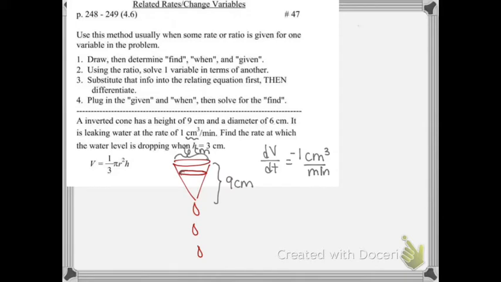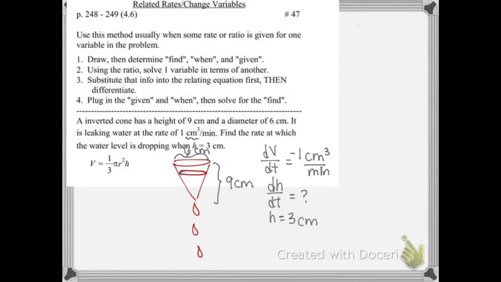Since water is leaking, the cone of water is going to have a volume that's decreasing. Find the rate at which the water level is dropping. So if you imagine the water level dropping, that would be a rate of change of height. So dh/dt is what they're wanting us to find when h is equal to 3.